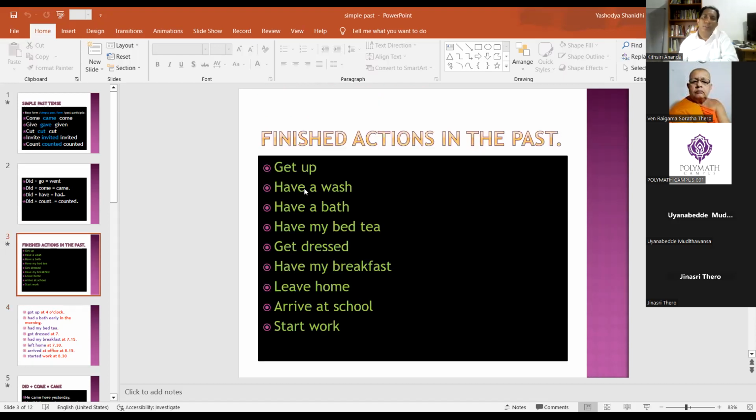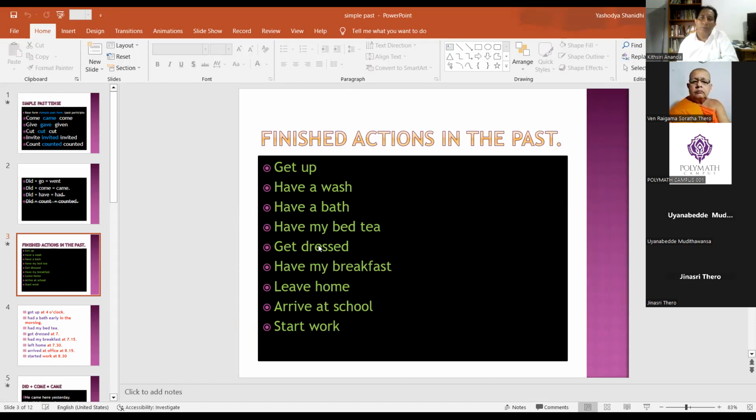And if you add any subject to these phrases, you can have the simple present tense. I get up. I have a wash. I get up around 4 o'clock. I have a wash. Thereafter, I have a wash.